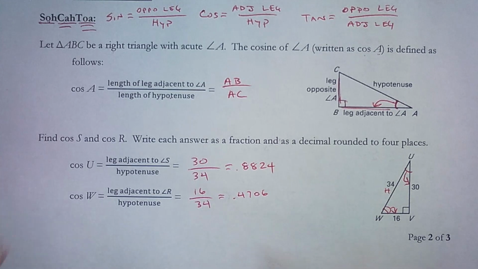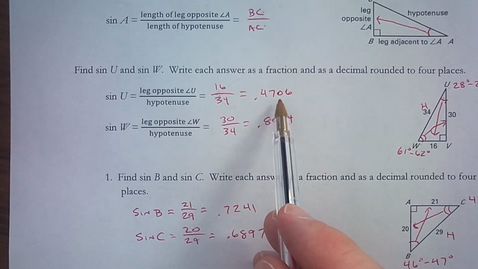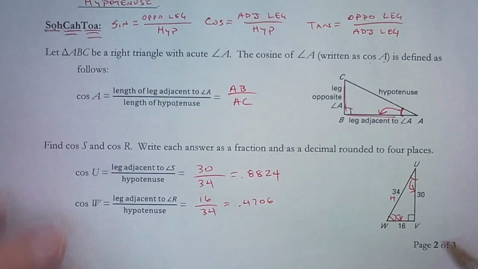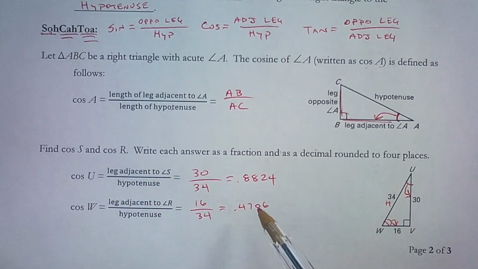Notice that we actually used this same triangle for sine. When we did sine of U, we ended up with 0.4706, and sine of W, 0.8824. When we did cosine, they switched. Cosine U is 0.8824, cosine W is 0.4706. So sine U and cosine W are the same value, and sine W and cosine U are the same value.